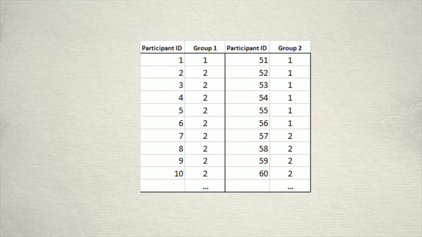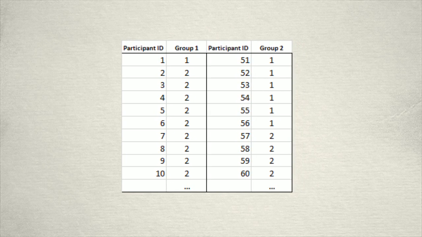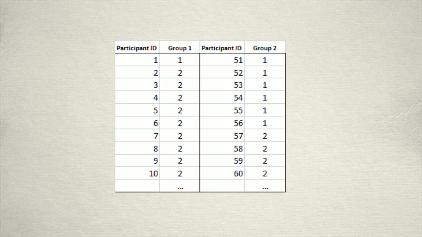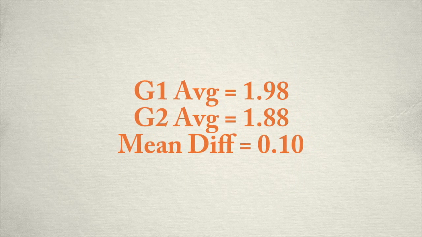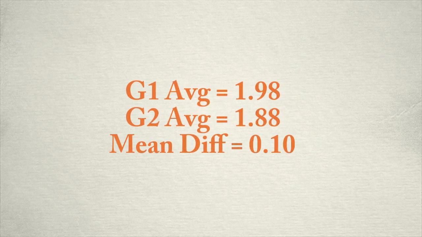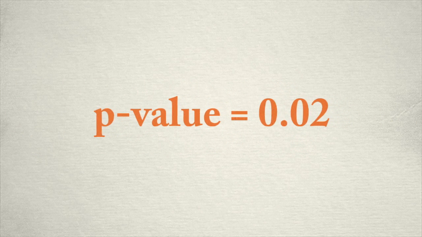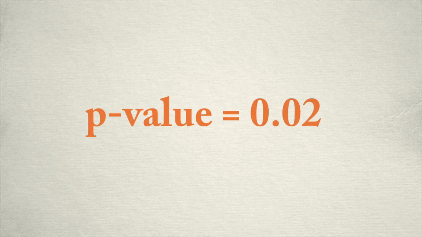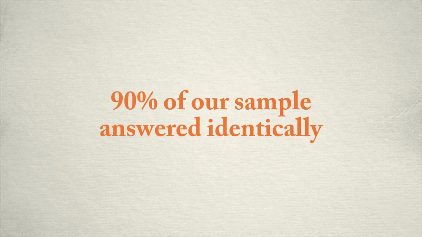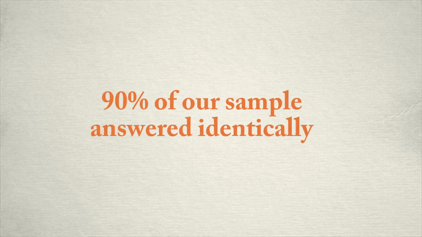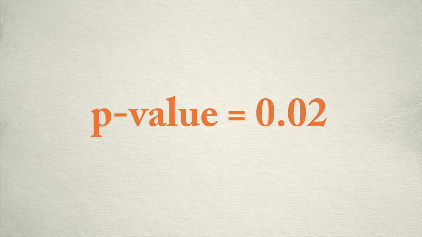What happens if I change just 5 more participants' data, participants 52 through 56, to a 1 instead of a 2? In this situation, the group's averages are still nearly identical, and the mean difference is just 0.1. Despite this very small mean difference, our p-value is 0.02. That's significant. Let's hammer this point home. 90% of our sample answered the exact same way. And yet we are still finding a statistically significant difference.